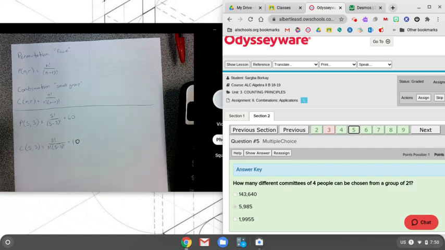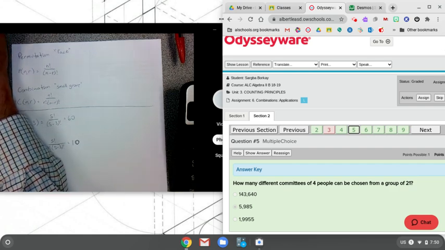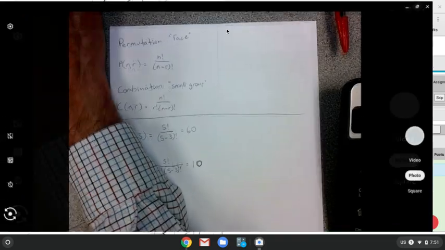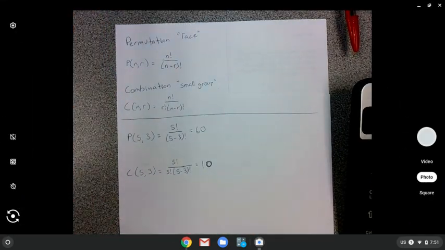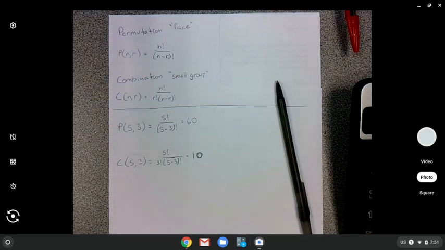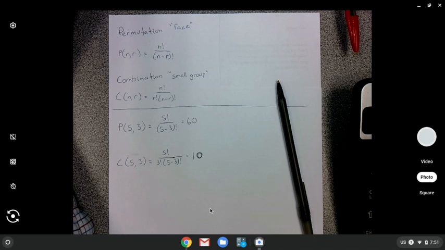There was one other question you asked me about, and I think it was number 5. Asked about number of subsets. I'm actually going to stop this video. I'll make a separate video, because this is getting long, on how to calculate the number of subsets.